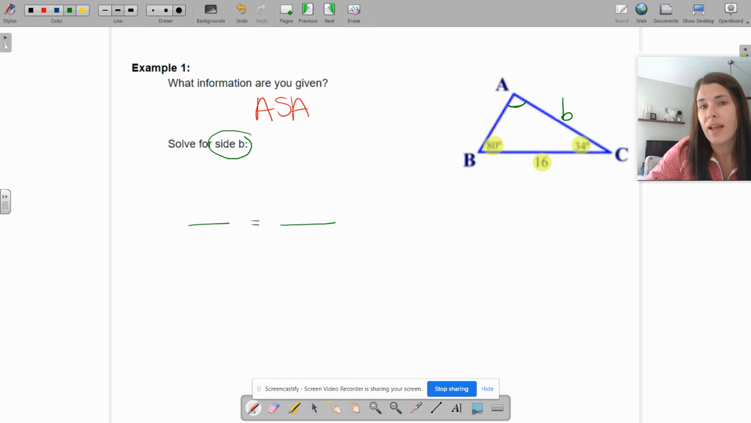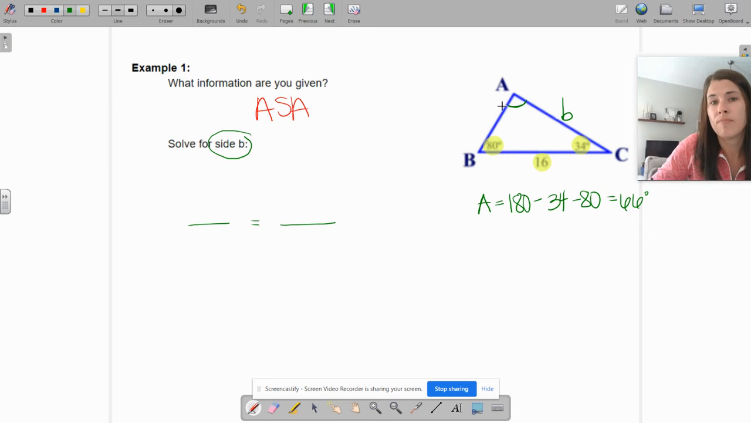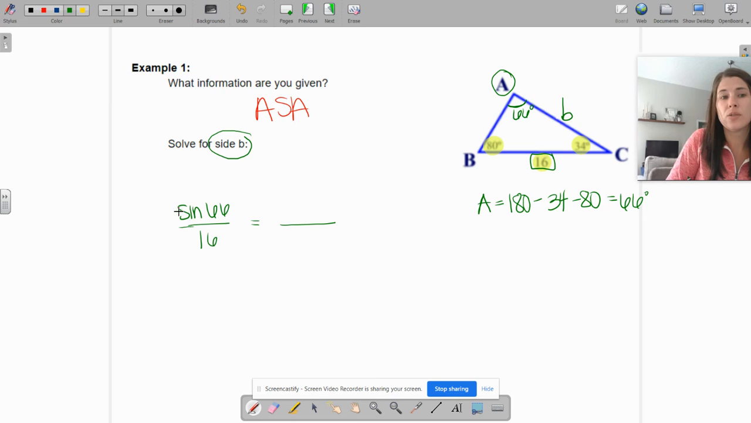We can easily calculate that because we know that all three angles in a triangle add up to 180 degrees. So to find angle A, let's do that first. We would take 180 and we would subtract 34 and 80 degrees. And so we would be able to figure out that angle A is actually 66 degrees. So now that I know that, since I have angle A and side A, I could say that the sine of angle A, 66 degrees, over side A, which is 16. So this is what I mean. I have one complete ratio. And then based on what it is that I'm trying to find, that's going to be the other ratio.